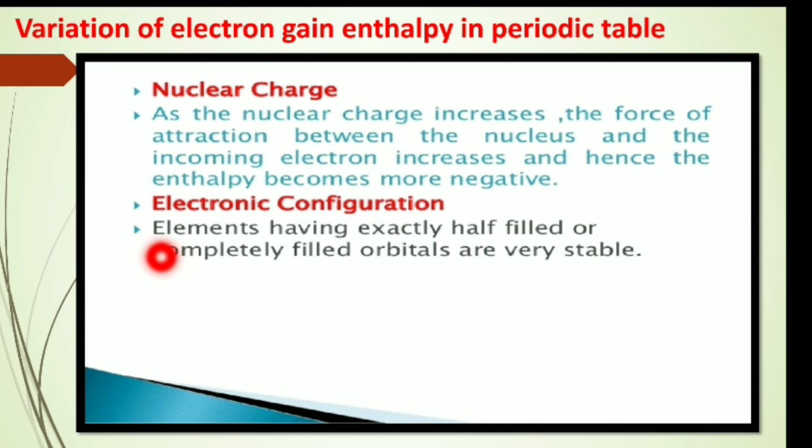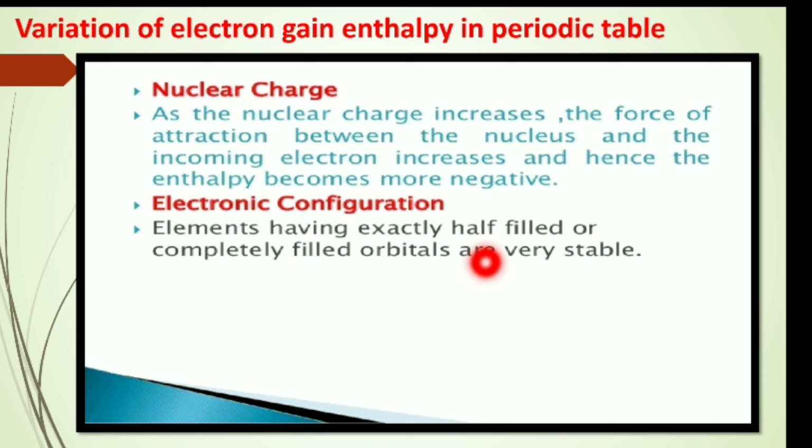Electronic configuration. Elements having exactly half-filled or completely filled orbitals are very stable. Half-filled means in case of p orbital, 3 electrons are filled, which shows half-filled stability; 6 electrons show full-filled stability. In case of d, 5 electrons is half-filled stable, and d 10 electrons is full-filled stable. In case of f orbital, 7 electrons show half-filled stability, and 14 electrons show full-filled stability. Whenever elements have exactly half-filled or completely filled orbitals, that shows a very stable electronic configuration.